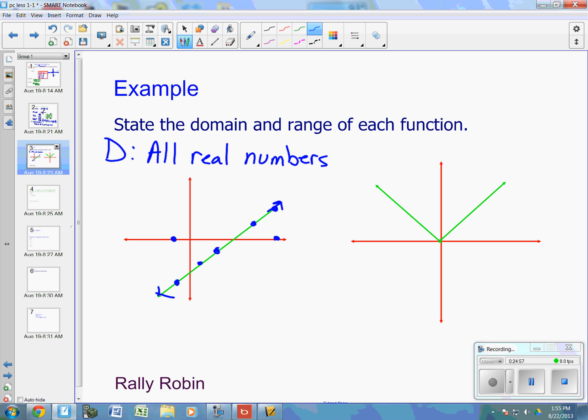In other words, the domain, you guys, is all the x numbers. It's how far it goes left and right. How far does this thing go left and right? Forever, both directions, right? And so we would say that the domain is all real numbers.